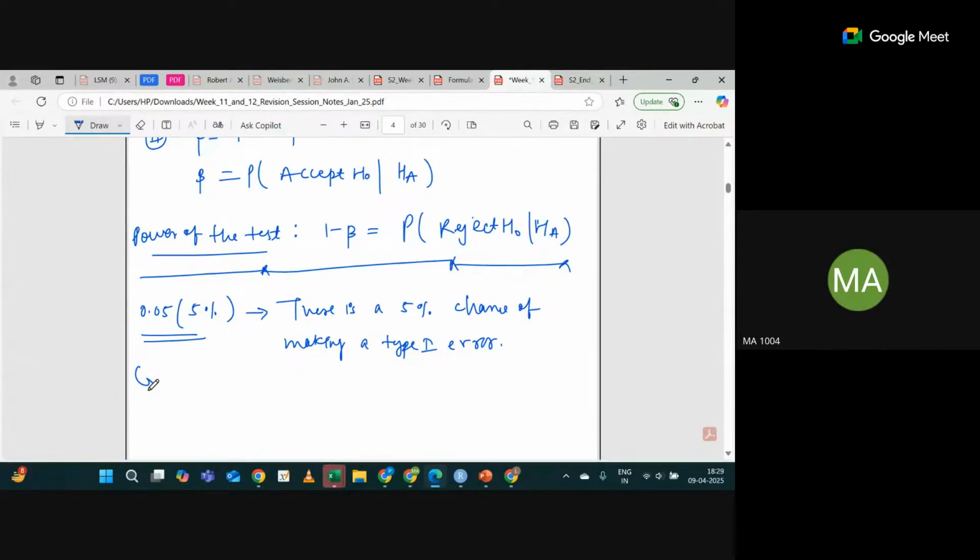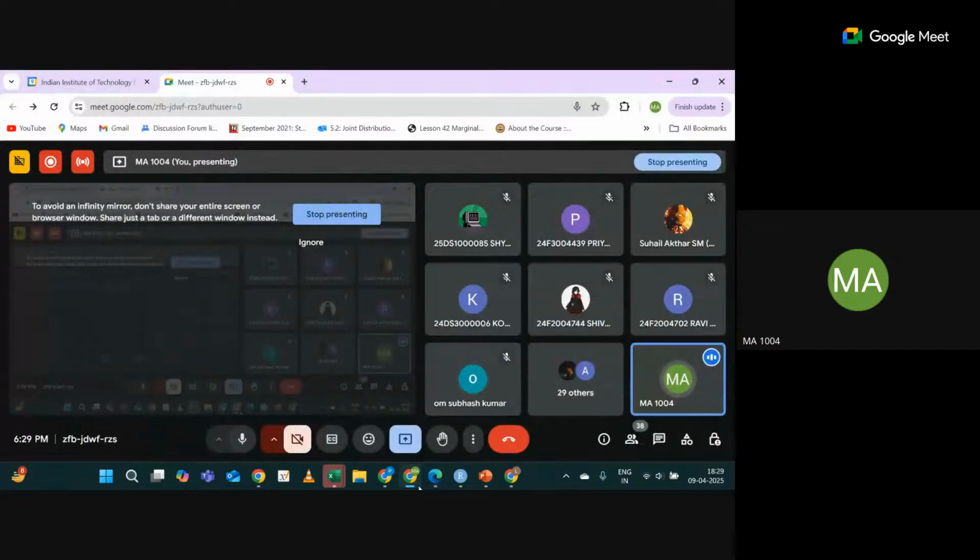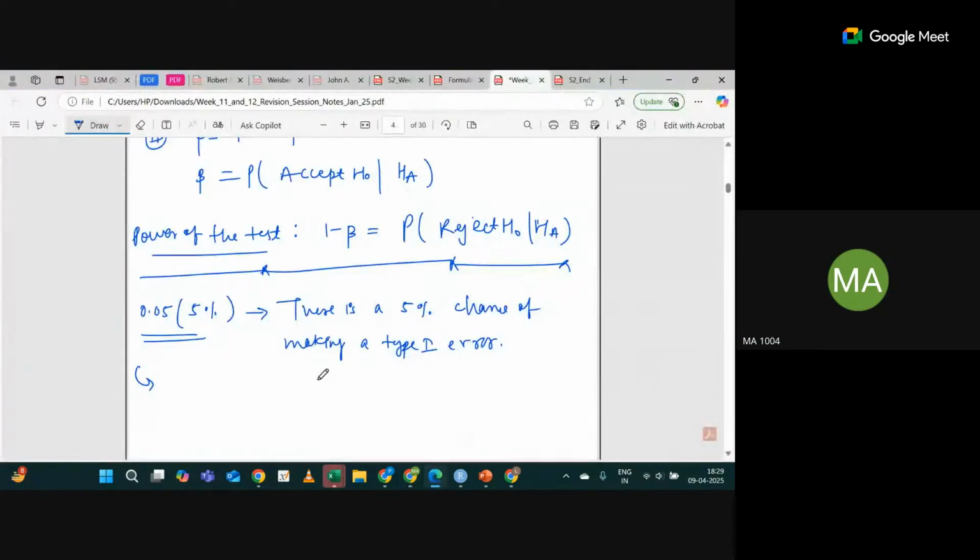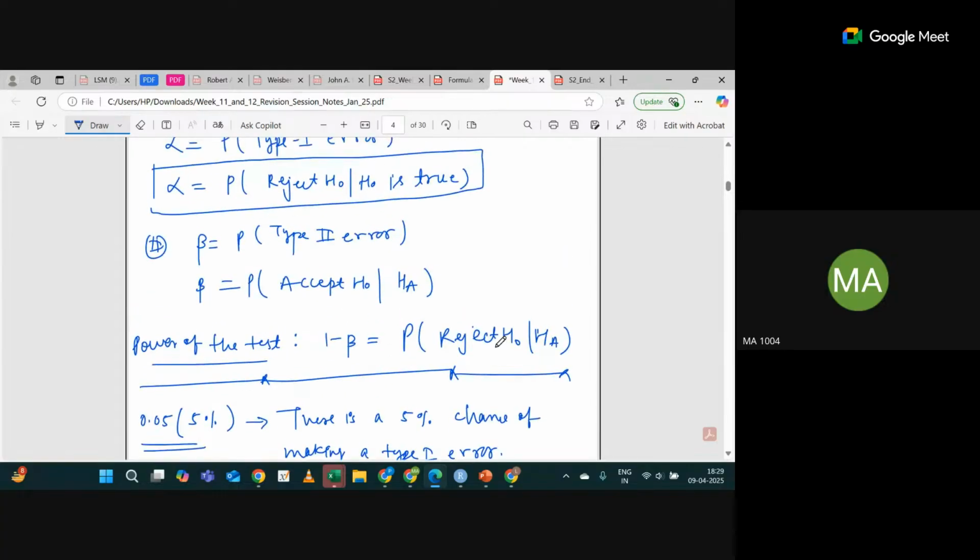Suppose I'm giving you a scenario where you want to test for COVID-19 positive. How will you interpret this? What is the meaning of this 5%? Out of the 100 people, 5 people who are healthy are also tested positive for COVID-19. Correct. That's the probability. So this is one kind of error, the type one error.